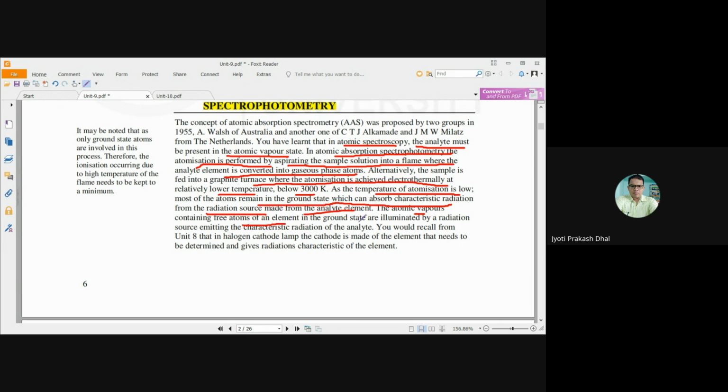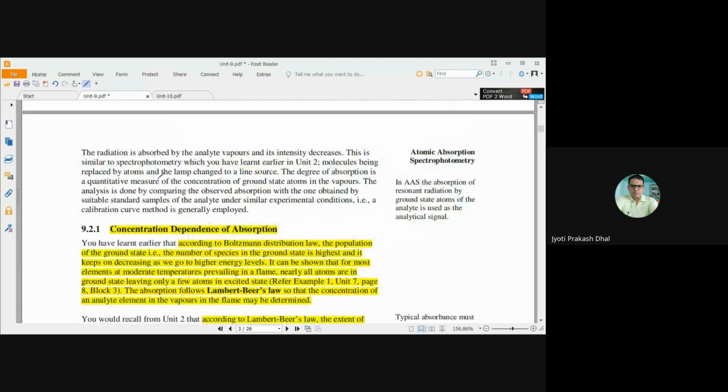So if we do the atomization in the graphite furnace where the atomization temperature is low, the analyte will undergo atomization and be converted into gas phase atoms. But as the temperature is low, the gas phase atoms will be present in the ground state. The atomic vapor containing free atoms of an element in the ground state is illuminated by a radiation source emitting the characteristic radiation of the analyte. The radiation is absorbed by the analyte vapors and the intensity decreases.